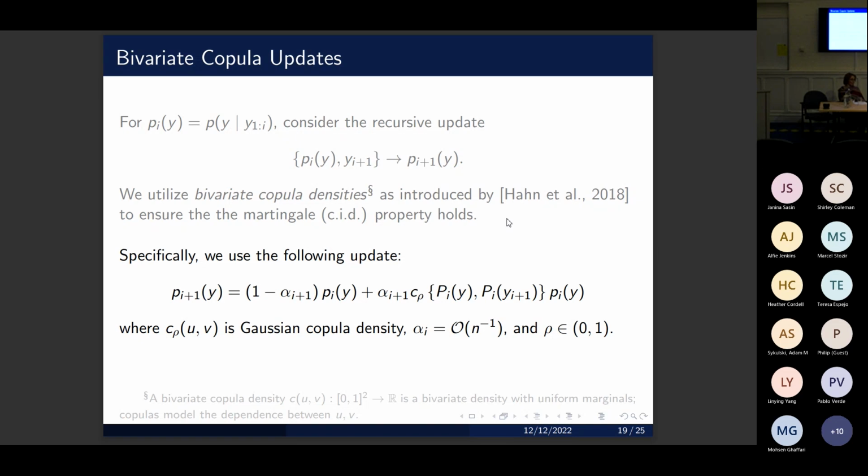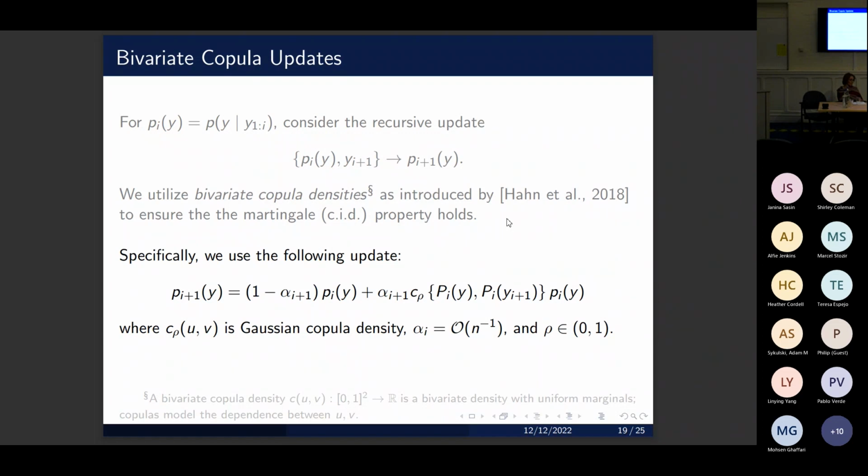There are a lot of derivations that can go through it, but essentially this is an update that's inspired by Bayesian nonparametrics. What we're going to have here is that the new predictive density is a weighted sum of the old predictive density and this copula term times the old predictive density.